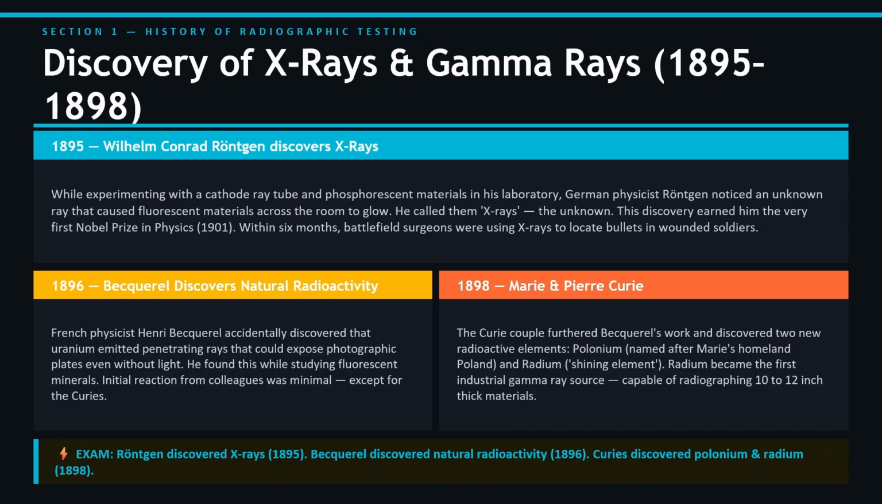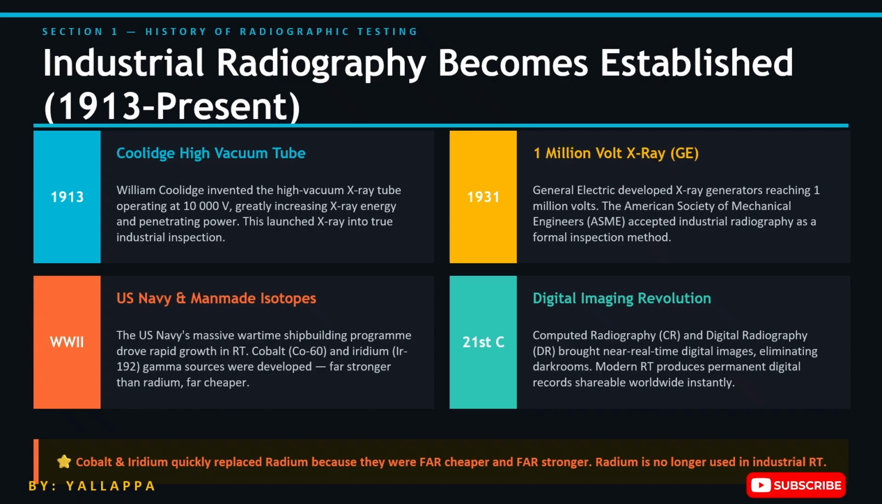Then, in 1898, Marie and Pierre Curie extended this work and discovered polonium and radium. These discoveries created the two fundamental paths that eventually led to industrial radiography: electrically generated X-rays and radioactive gamma sources. For examination purposes, remember the chronology: Röntgen, 1895, Becquerel, 1896, and the Curies, 1898. The discovery of radiation was only the beginning. The next challenge was producing radiation with enough energy and reliability to inspect industrial components.